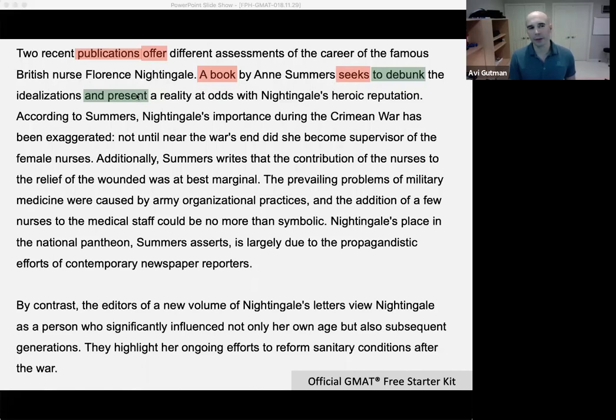Now, I think for most of you, you probably noticed it without noticing it, if that makes sense. It happened in the background, and that's why you kept thinking that present goes with debunk. You just couldn't put your finger on it. Well done, Trishita. Okay, next sentence. According to Summers, all the way to this period. What do you think? Subject, verb.